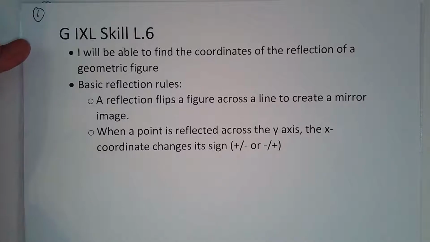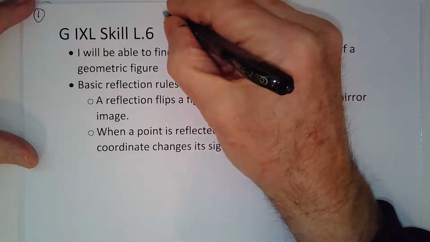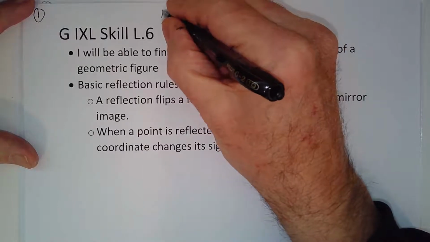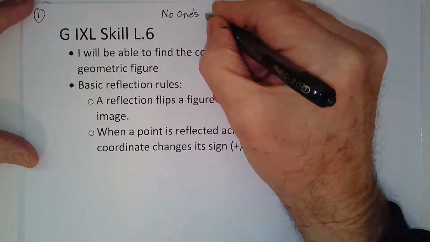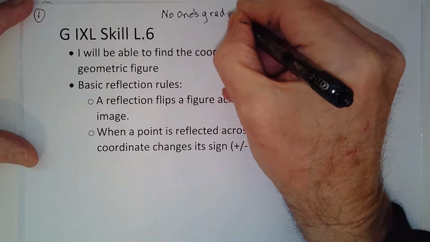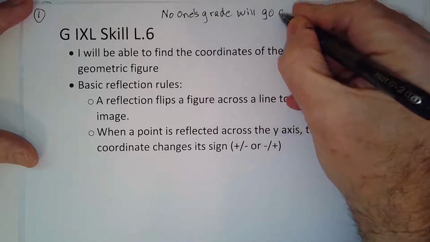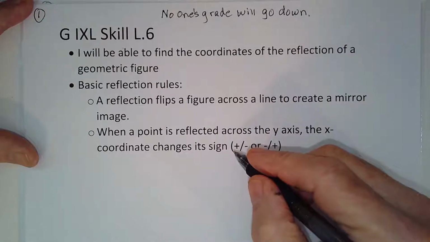And before we get started with the skill itself, I want to remind you of what you need to get for a grade. So first of all, very important rule that I want to point out here is absolutely no one's grade will go down. So I'm going to write that. No one's grade will go down. Okay? So there it is, written for you.